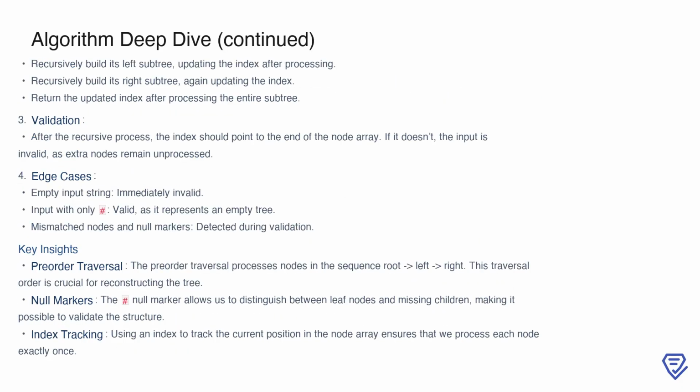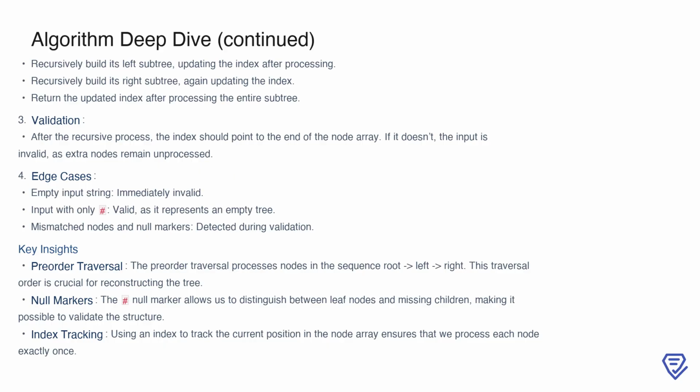In the recursive tree construction, the left subtree is built first, and after processing it, the index is updated to ensure we are working on the correct position for the right subtree. Similarly, once the right subtree is processed, the index is updated again before returning it. This ensures that each node and its children are processed sequentially without skipping or overlapping. After the recursive process completes, we validate the result by checking if the index matches the end of the node array.